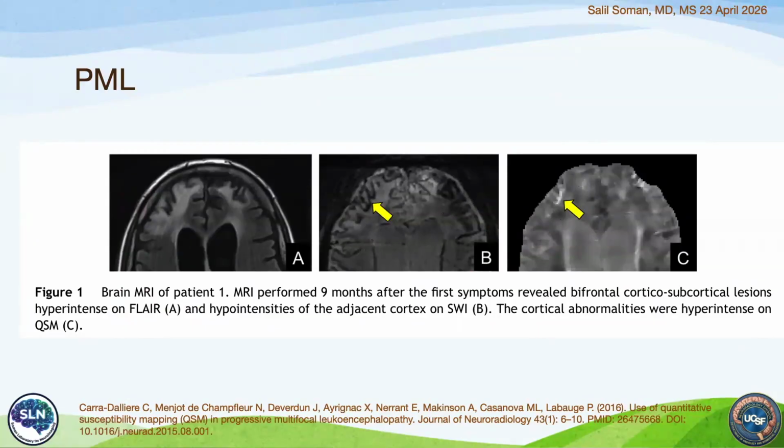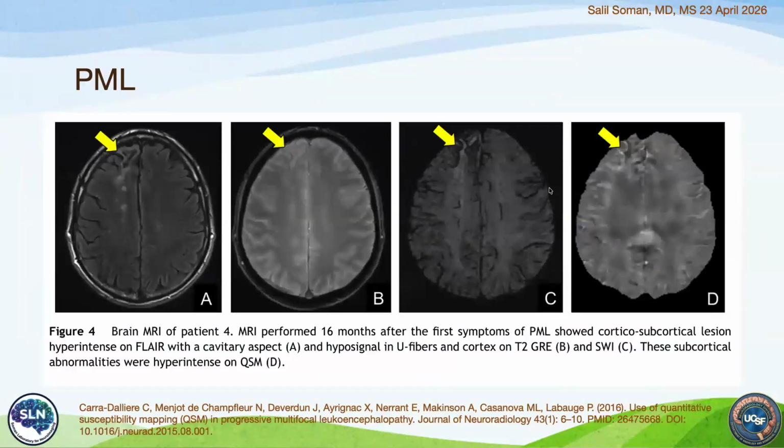Similarly, here are more PML examples from the same paper, but again, some FLAIR signal abnormality all the way over here, then again on the susceptibility imaging you can see it, and also some venous changes as well.